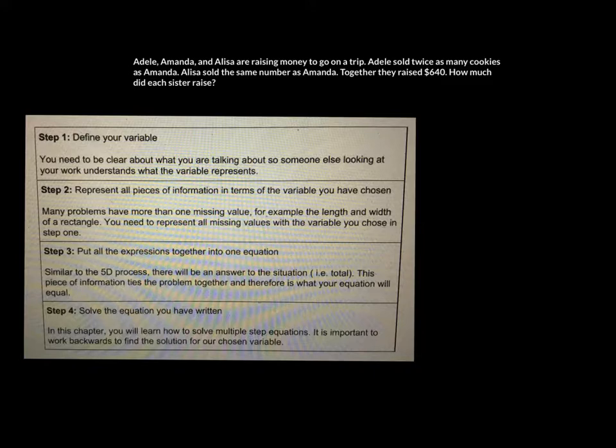Adele, Amanda, and Alyssa are raising money to go on a trip. Adele sold twice as many cookies as Amanda. Alyssa sold the same number as Amanda. Together they raised $640. How much did each sister raise? As you can see, we have our three sisters here, and we need to identify how much each raised to get to the total of 640.